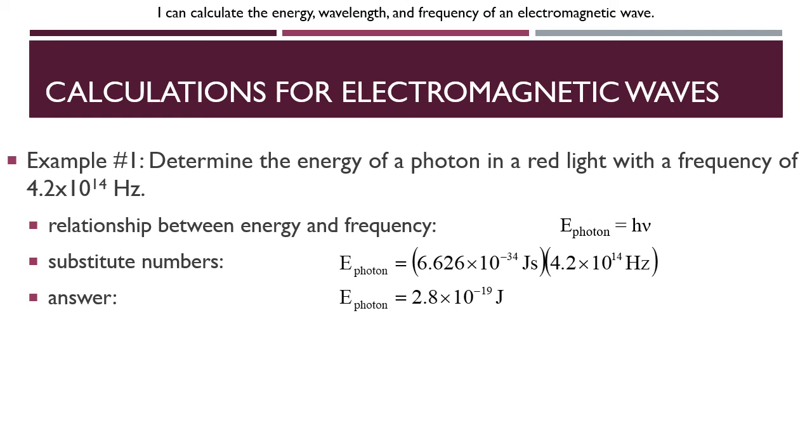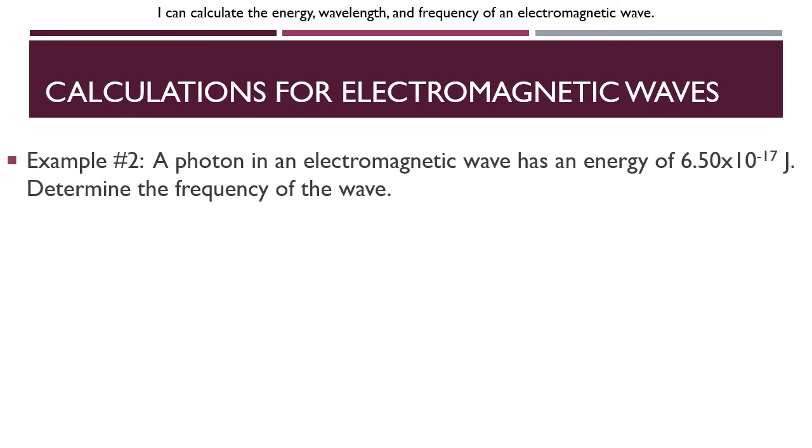And recall that unit analysis we just did on the previous slide, and we'll see it again here. Our unit check: I'm taking joule seconds in my Planck's constant, and I'm multiplying that by hertz for my frequency. So remember, hertz is the same thing as 1 over seconds, so my seconds cancel, and I'm left with joules. So the energy of a photon here is 2.8 times 10 to the negative 19th joules, and we've completed that question.